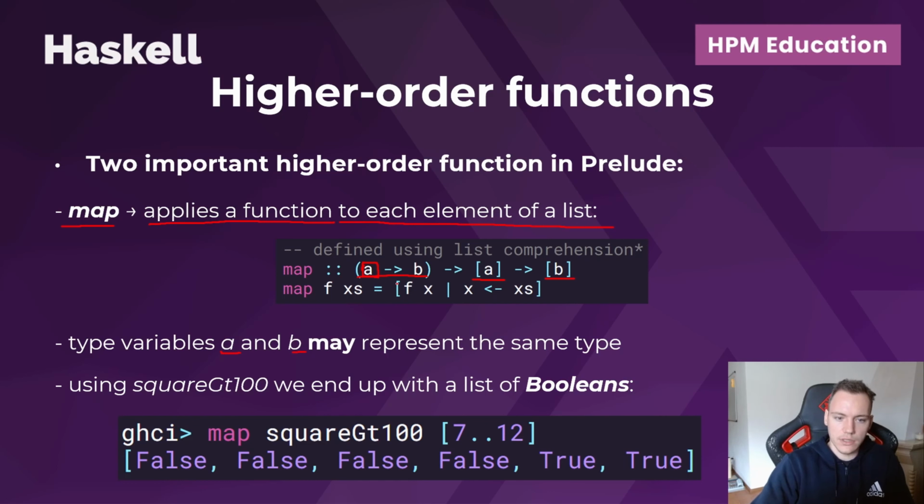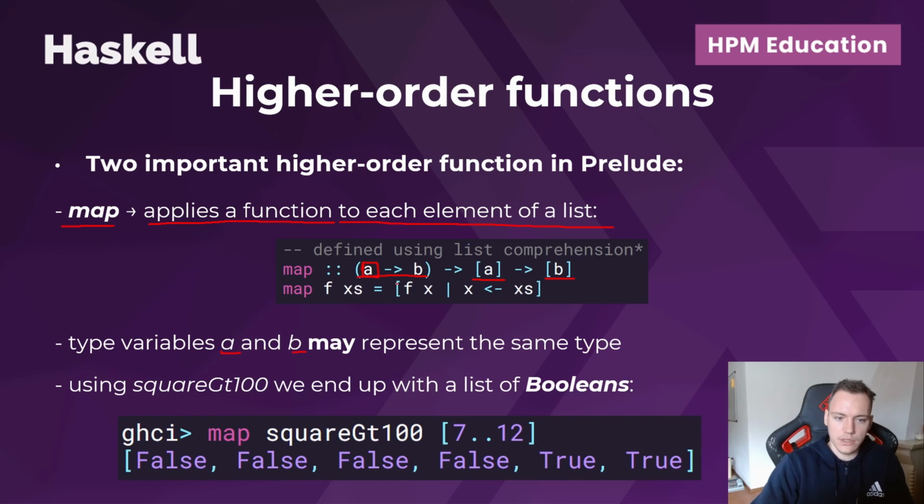So how would we define this with list comprehension? We take in the f as the function, we take xs as the list, and we apply the function f to each element x taken from this list of xs.